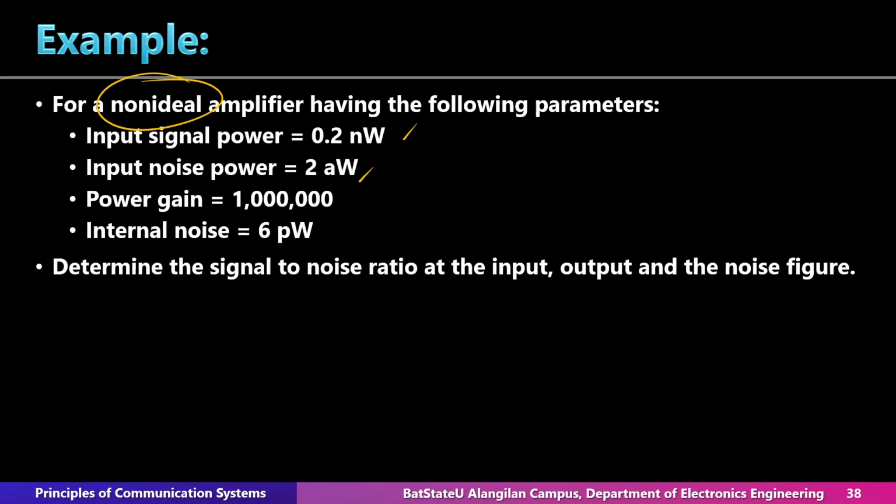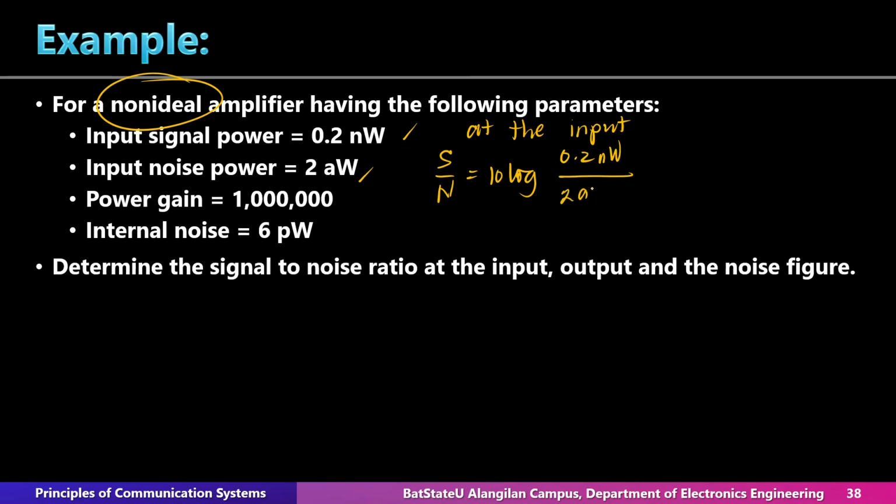Power gain, 1 million. Large. Then the system generates an internal noise of 6 picowatts. What is asked are the signal-to-noise ratio at the input, at the output, and the noise figure. Okay, let's get the input first. At the input, S over N equals 10 log of the input signal power, 0.2 nanowatts, divided by the input noise power, 2 attowatts.